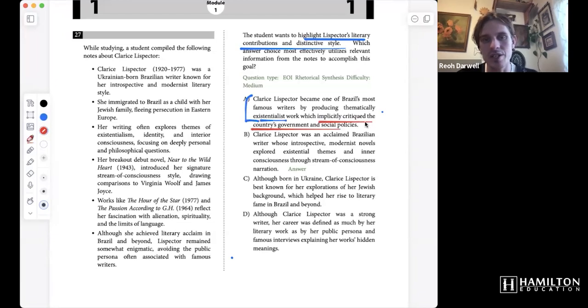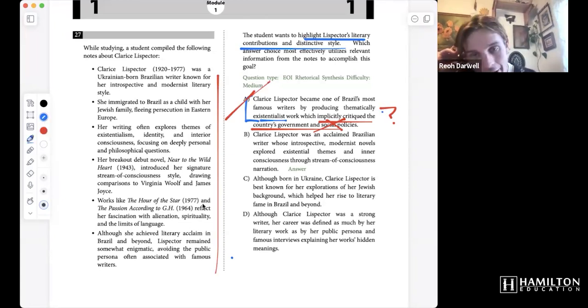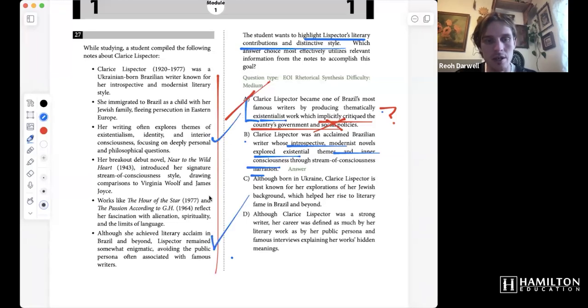Did she implicitly critique the government and social policies of her country? According to these notes, we don't see that at all. So A is wrong because it isn't supported by the notes. Okay, B is correct because these are supported in the notes all the way through, right? So we see that here, here, we see it in a bunch of places, okay?